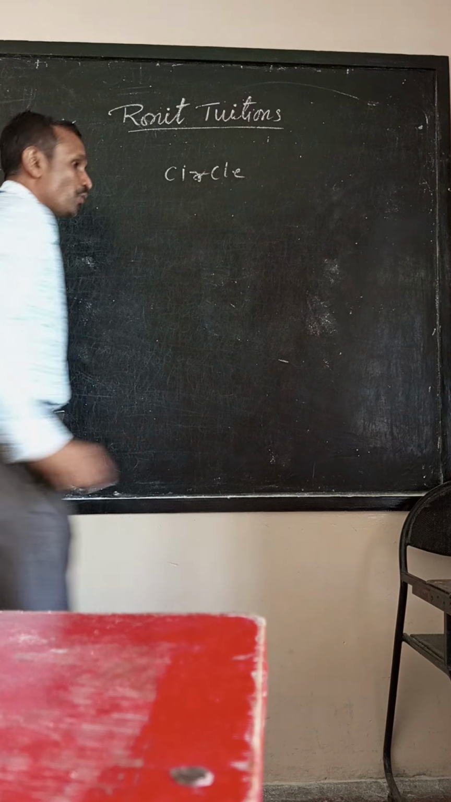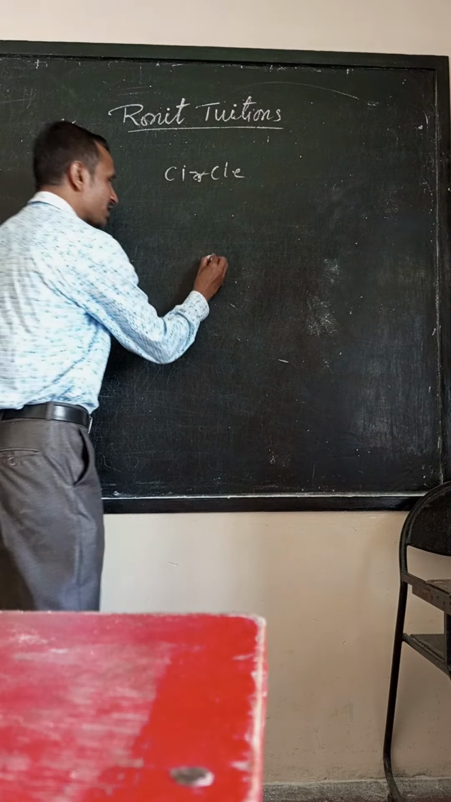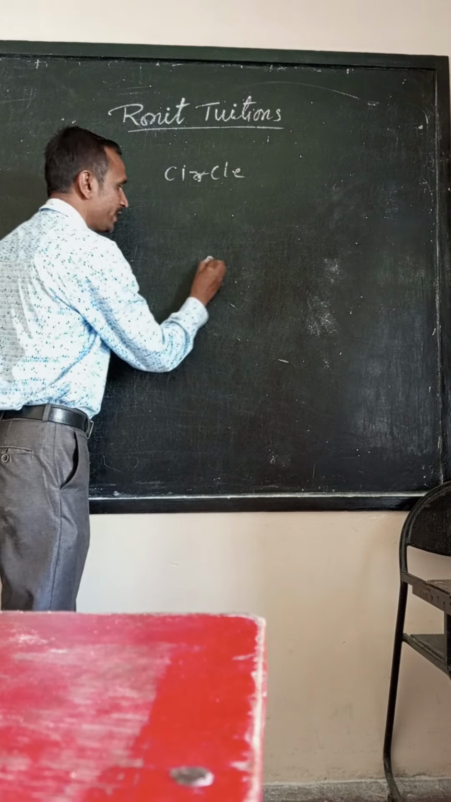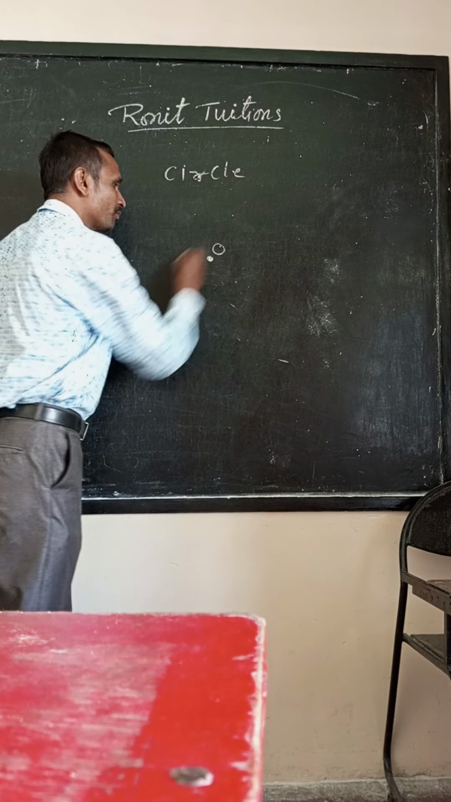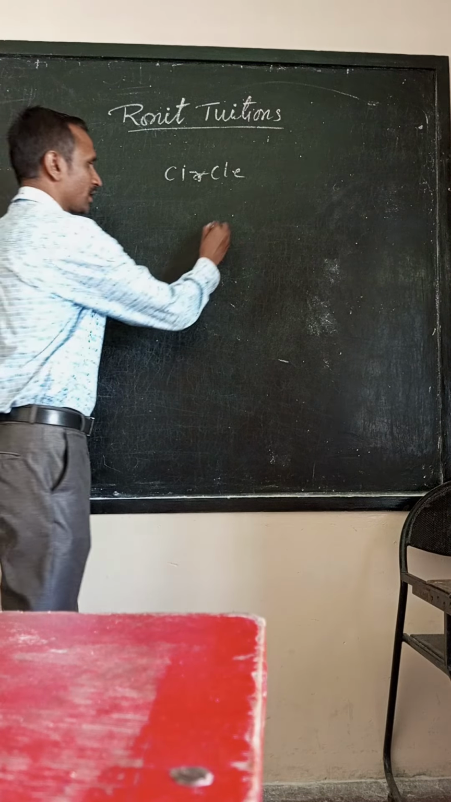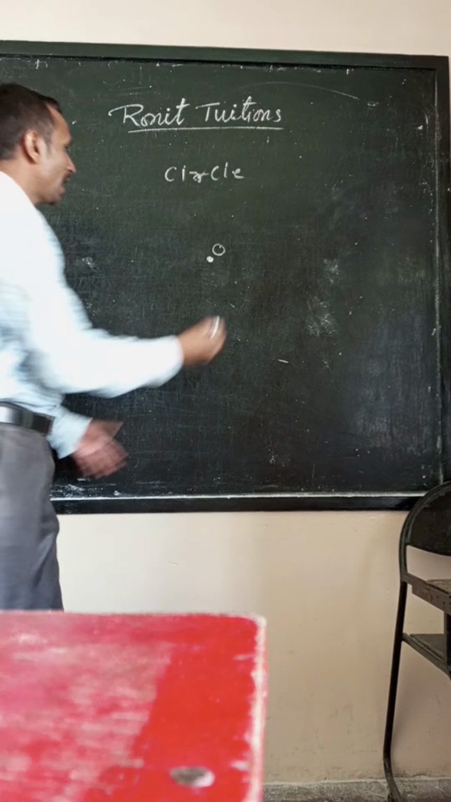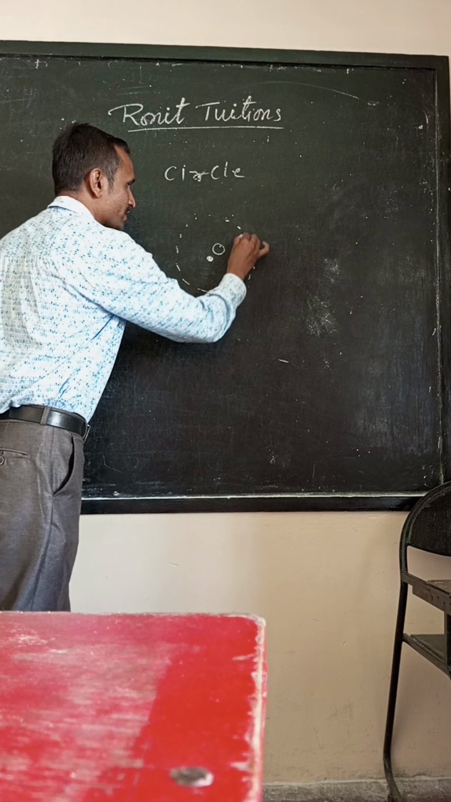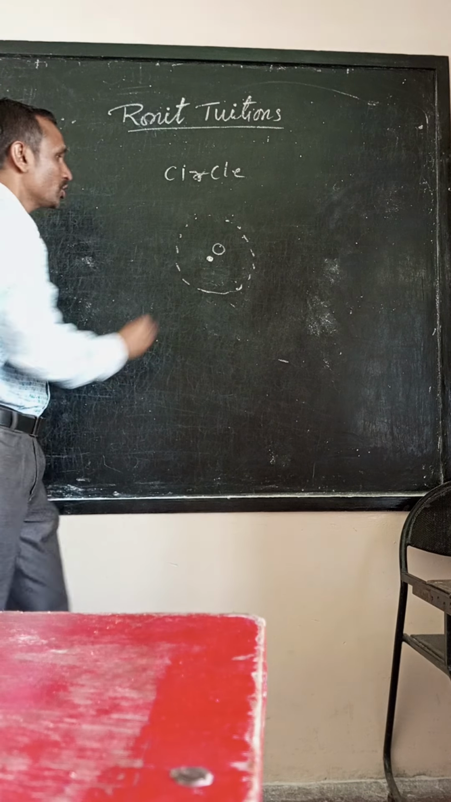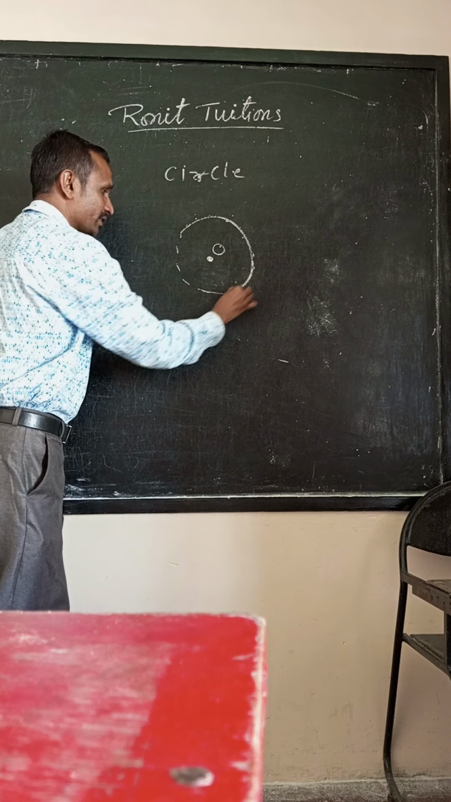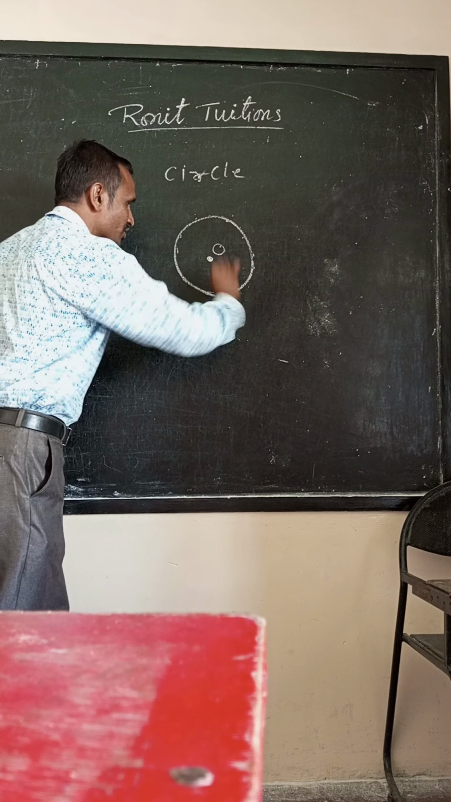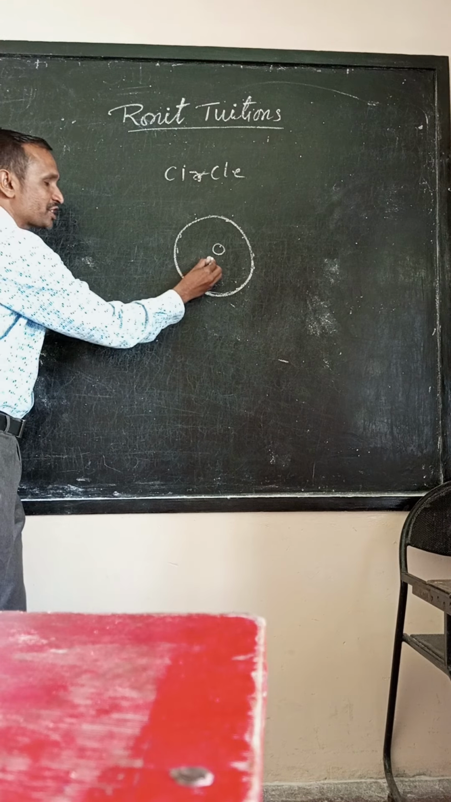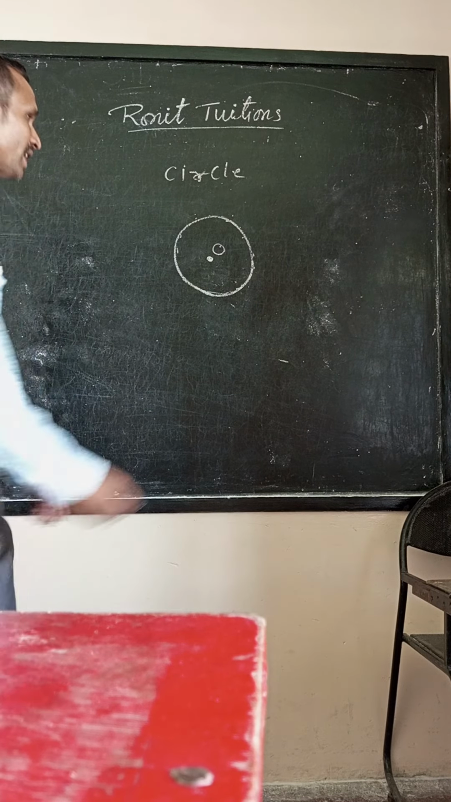So first, the circle. Suppose this is a fixed point. Let the point be O. Around it, other points are there, and we join those points. These points joined together, all at an equal distance from the fixed point, then it is called a circle.